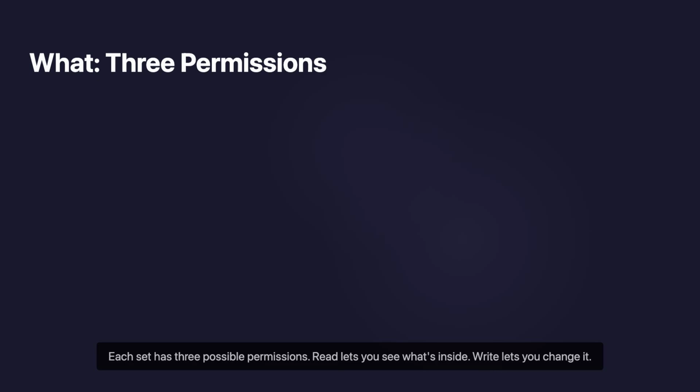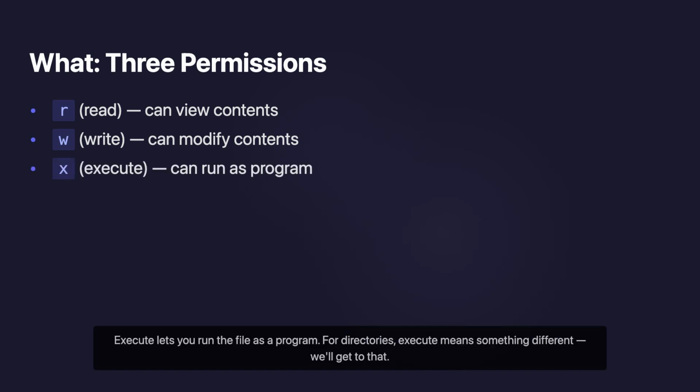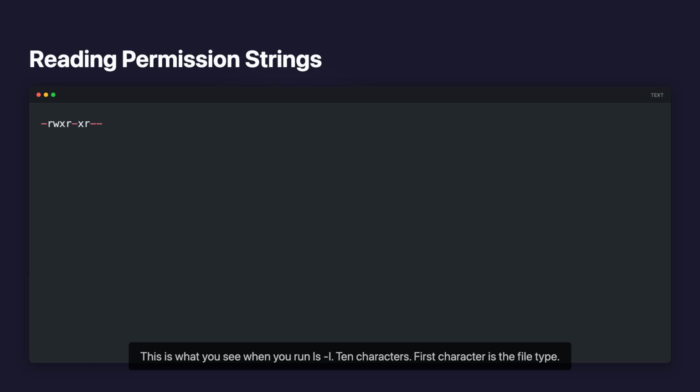Each set has 3 possible permissions. Read lets you see what's inside. Write lets you change it. Execute lets you run the file as a program. For directories, execute means something different. We'll get to that. This is what you see when you run ls -l, 10 characters.